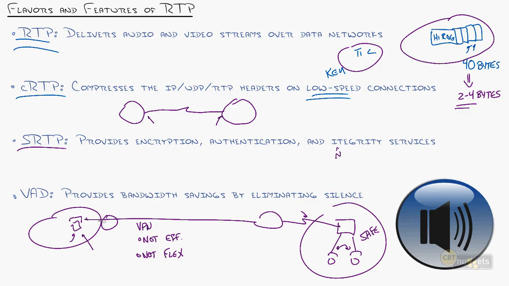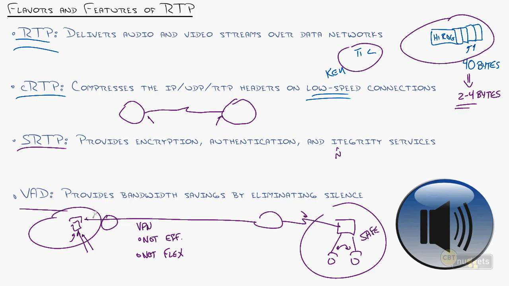But if you just want to be able to have the flexibility of moving phones around, then that's where secure RTP comes into play. It focuses on just encrypting that audio without all of the other stuff that VPNs typically do around it. So it's more efficient, it doesn't send as much bandwidth essentially as a VPN, and it's more flexible. Last one is VAD.